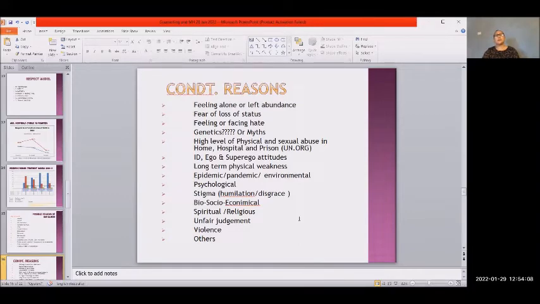Similarly, biosocial and economic factors are also reasons. Bio is the human being, the biological factor. Social factors are the things we need externally. And economic factors, of course, the economy is a part of life as well. And spiritual and religious factors are also reasons for mental health illness.